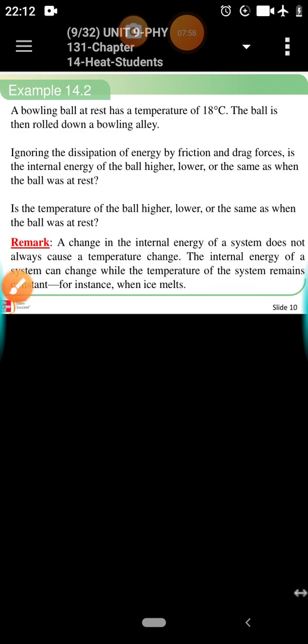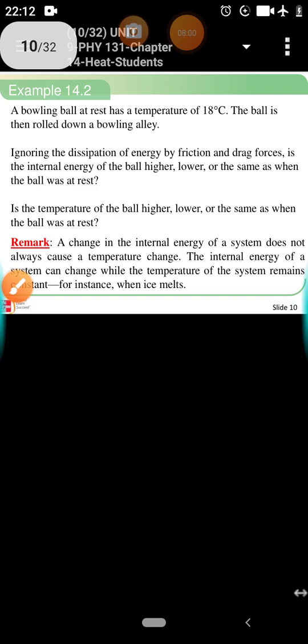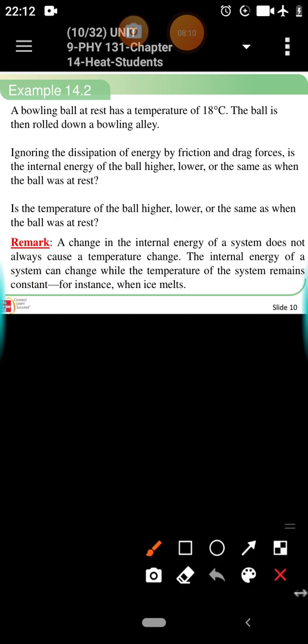So let's continue to the next problem. In this problem they say a bowling ball at rest has a temperature of 18 degrees, and then the ball is rolled down the alley. So we have a ball at rest that has this temperature, and the ball is rolled down an alley which is very horizontal.